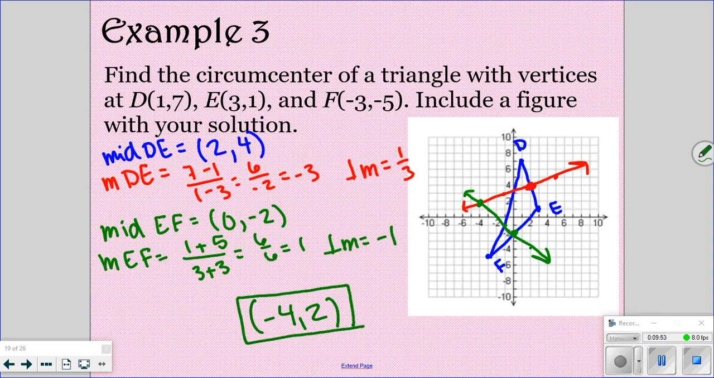If they hadn't intersected at an exact point, you would need to find the equation of this red line, and the equation of the green line, and then set them equal to each other and figure out where they intersected. So hopefully that doesn't happen terribly often because that just requires a little bit more work. But if so, that's all you have to do.